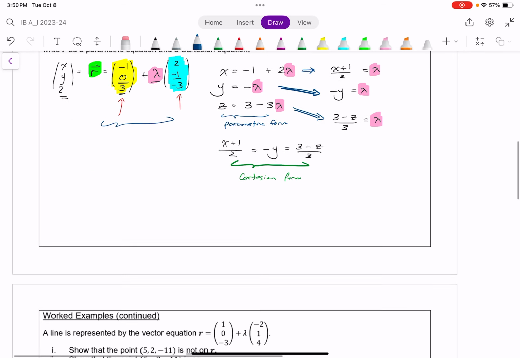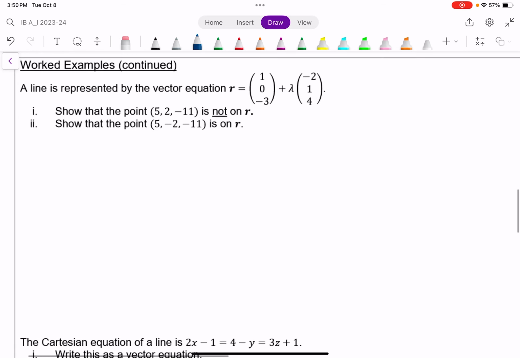All right, so that's done. Here I have a line represented in vector form. And again, this is the position vector. This is the direction vector. All right, I want to show that this point here is not on the line and this one is. So how can we do that?